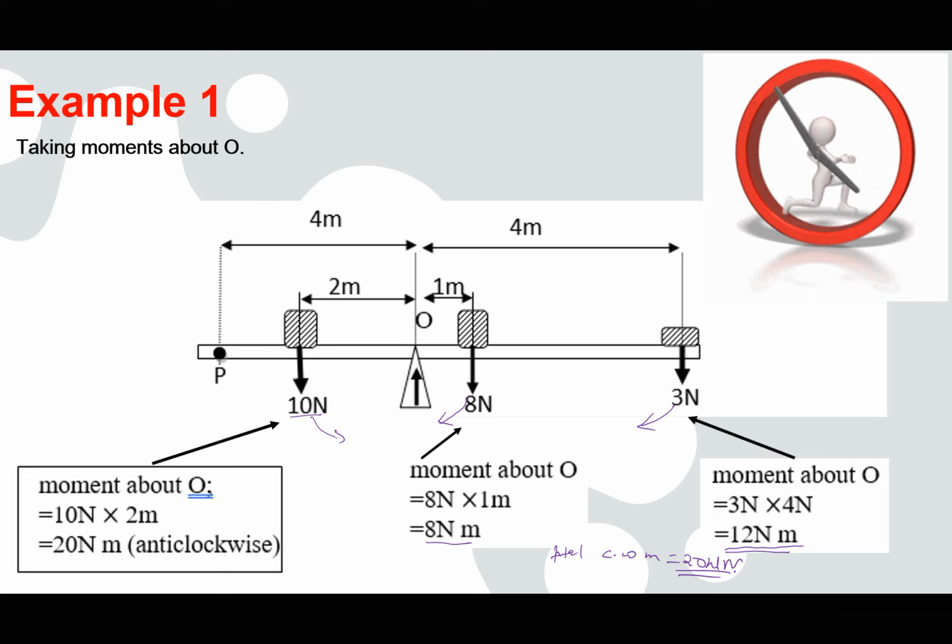But I want you not to forget that there is a force acting at the pivot, which tends to balance all the forces acting downwards. That is, the total force acting on the pivot, force at the pivot, is going to be 8 newtons plus 3 newtons plus 10 newtons, but this force is going to act upwards. So this is going to be equal to 21 newtons. Is it 21 newtons? Yes, 21 newtons upwards. So that is the reaction at the pivot.